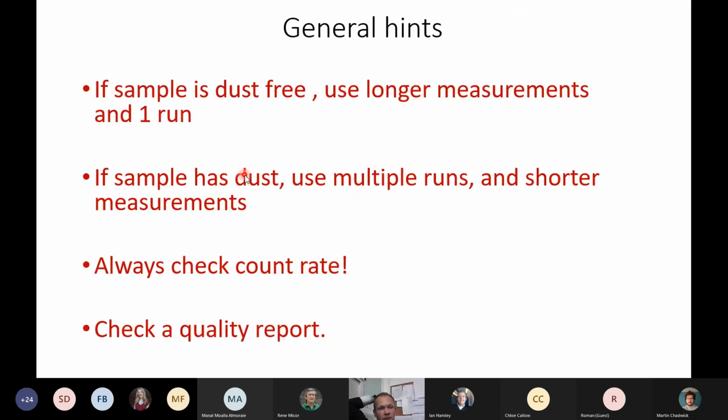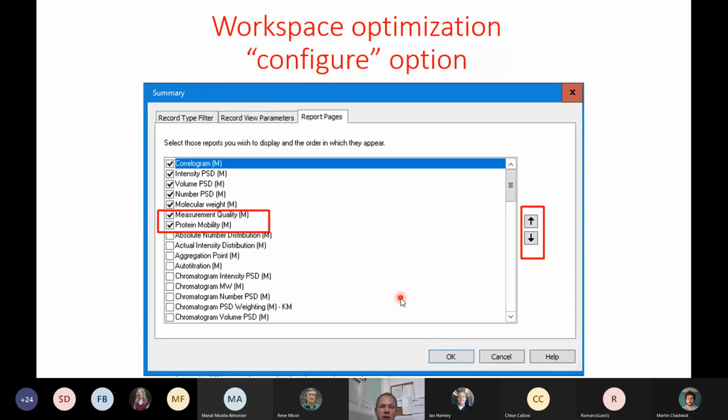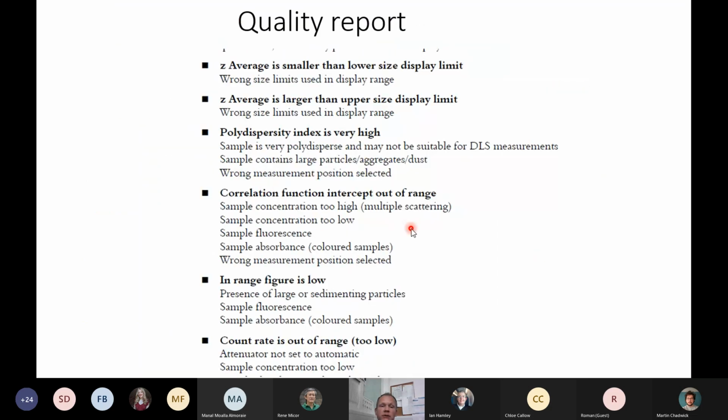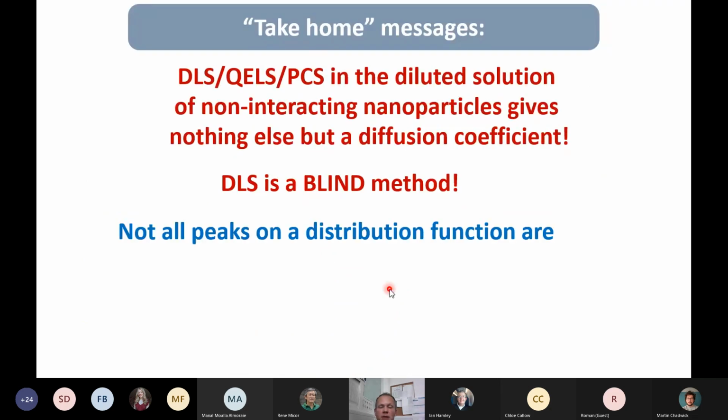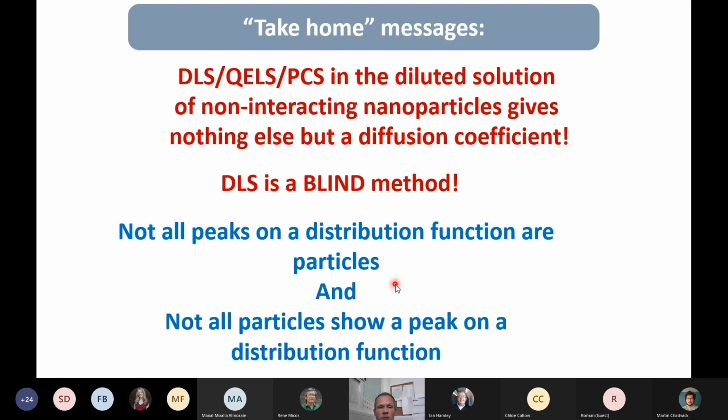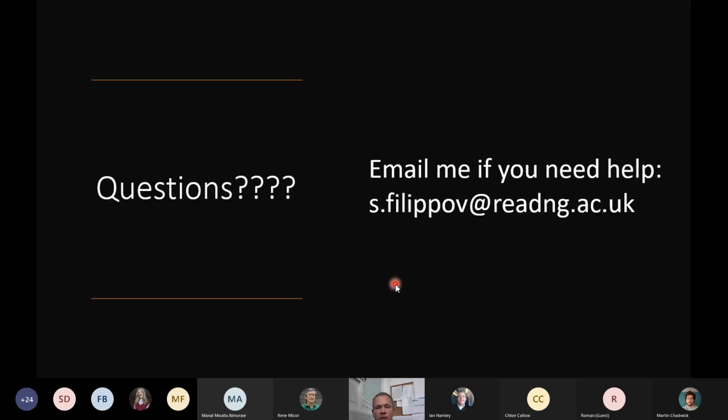So if the sample is dust free, use longer measurements and just one run. This measurement can be, let's say, 100 seconds, 50 seconds, 150, 200 seconds. Well, if you have some dust, use multiple runs and shorter measurements. Always check the count rate, and just check the quality report. And these are the take-home messages, right? So I think I should stop at this point, and thank you for your attention. Sorry for being long.